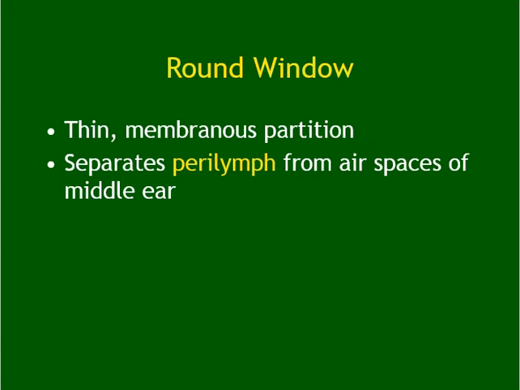So the entrance of the inner ear is the oval window. Look at this picture. You see this window? Can you all see this? This is the oval window. It's an oval-shaped window, and this is where the stapes will push in and out, okay?